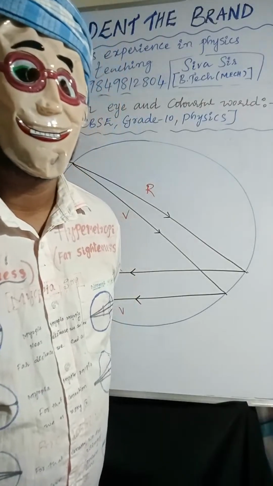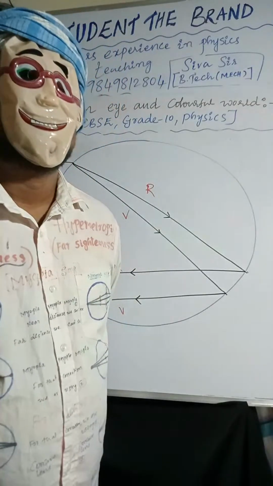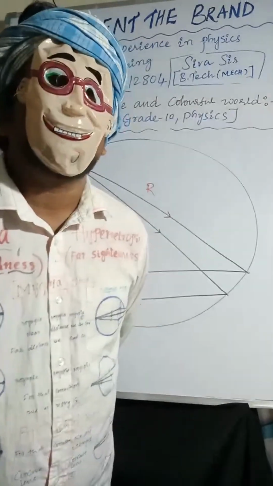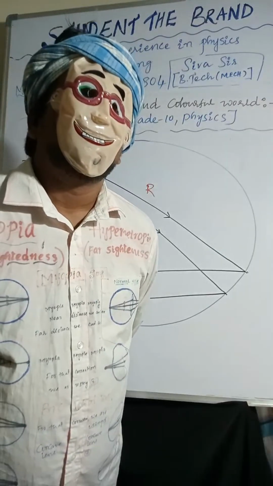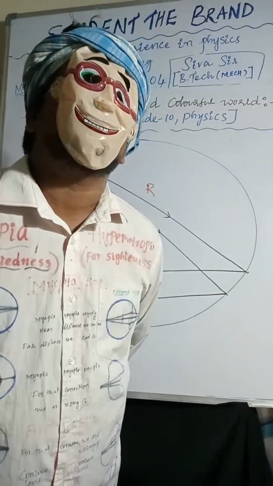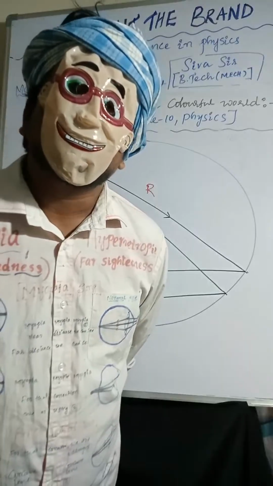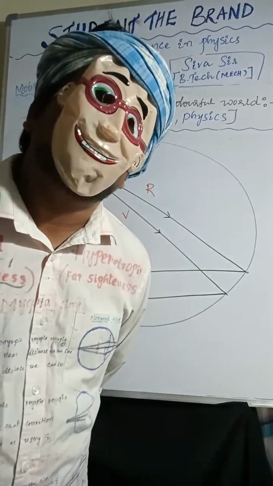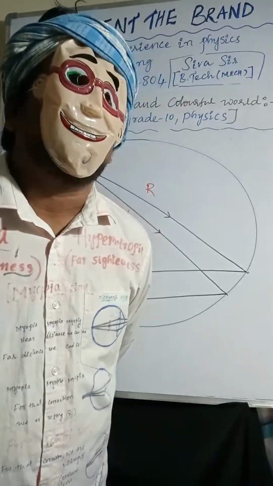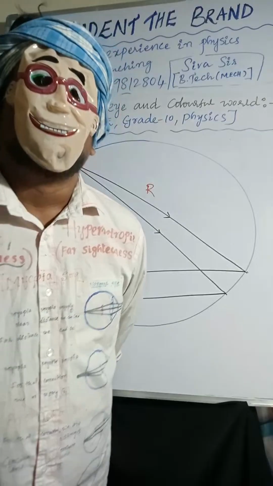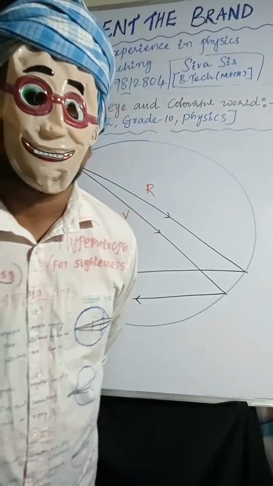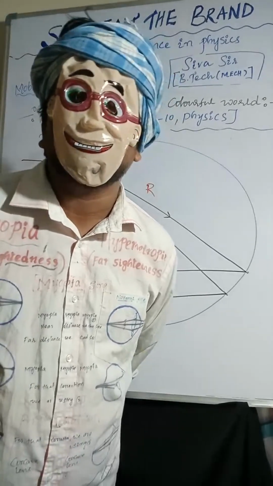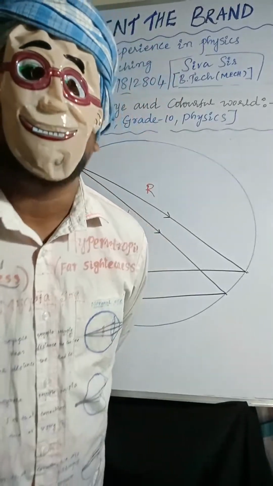And one more thing. Now we can go to the scattering of light. Scattering of light is nothing but the re-emission of light in all directions with different intensity.